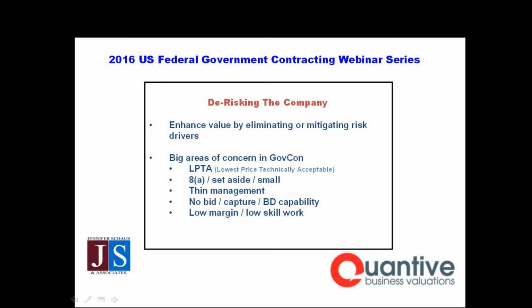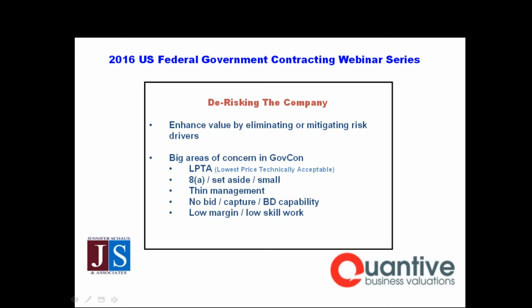In view of these interplays of earnings, growth, and risk, one of the most important things that companies can do to increase the value of their company, aside from earning more money, is to eliminate or mitigate risk. From the standpoint of Dan's practice in valuing government contracting companies, he's identified these several areas of highest concern or risk, bigger discount factors for government contractors.